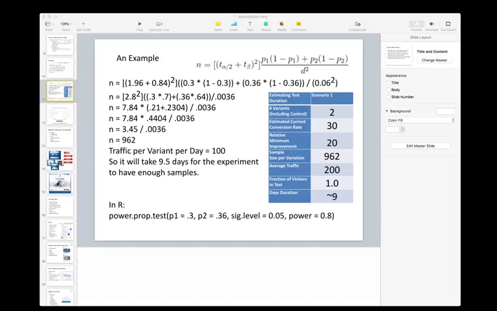So first of all, this t of alpha divided by 2 plus t of beta, those numbers are just obtained from a traditional statistics lookup table. And in this case, those numbers are 1.96 plus 0.84. And if you add those two together, you get 2.8. So that's the calculation there.